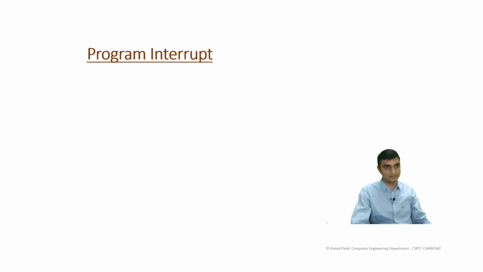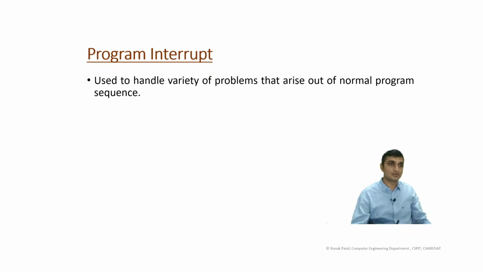Now, next is program interrupt. We have seen there are some interrupts, like sometimes after copying your data, there is some message you will get, right? The copy is done, or if you want to skip something. Some hardware interrupts are there. So there are different types of interrupts in your program. This is used to handle a variety of problems that arise out of normal program sequence. You are executing, you are expecting something, but something goes wrong. At that time, the interrupt will help you and complete that task.